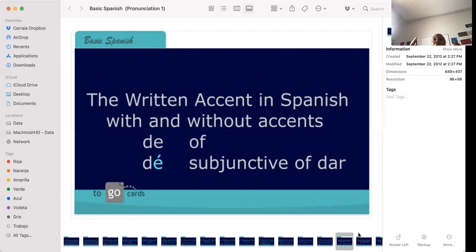So let's look at some words that are written differently from each other. One has an accent, one doesn't. The accent is there to distinguish the two words from each other, and they have different meanings. Like you have the word de. De without the accent means of, and it also means from. In general. There are other meanings too. But dé, with the accent, is the subjunctive of the verb dar. It's also for the imperative usted.